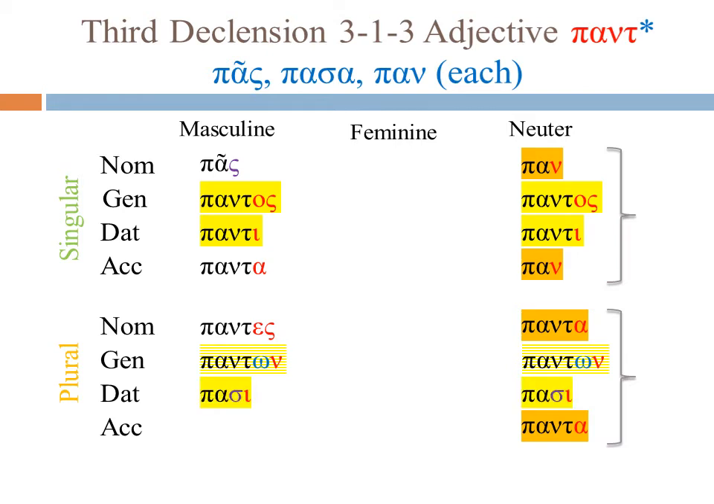The dative, same thing is going to happen as happened in the nominative singular. That new tau is going to touch the sigma iota ending for the dative, and it's going to become pasi. The same thing, of course, will happen in the neuter. And the accusative just has to be learned, is pantas. Okay? Now the feminine is a first declension.